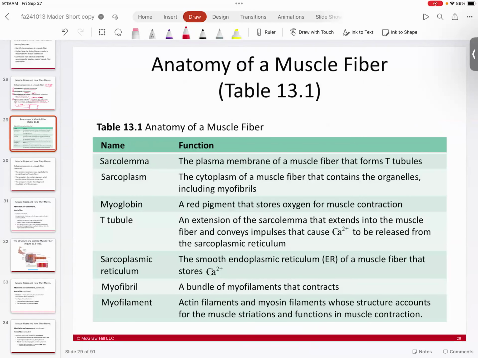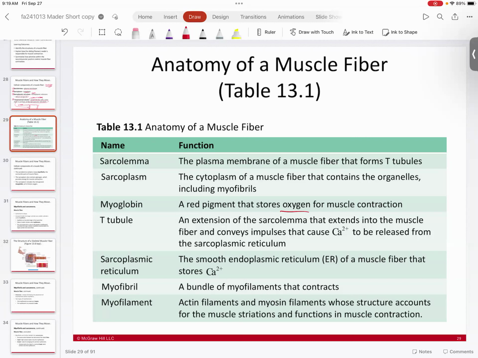So for you table types who like tables, this is your table. Basically, it's just a definitional table of all the muscle terms. So for instance, sarcolemma is the plasma membrane, sarcoplasm is the cytoplasm. Myoglobin is an actual protein, a red pigment that will store oxygen. We talked about the T-tubule. It's an invagination of the sarcolemma that dips down into the muscle fiber. The sarcoplasmic reticulum is your smooth ER that stores calcium.